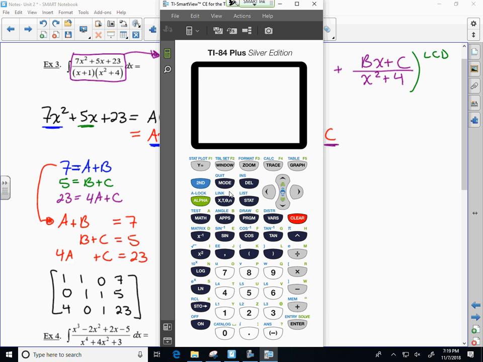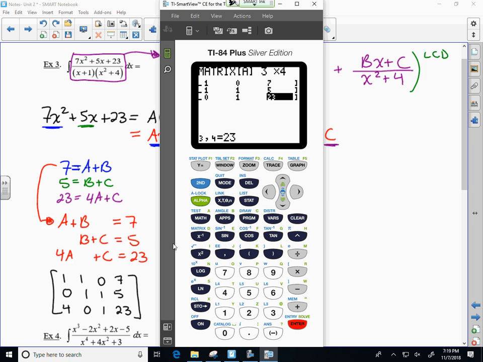So, just a refresher to get into the matrix. I hit second inverse key. I go to edit. Three by 4 is what I have from last class, and it's what I need now, so that's good. 1, 1, 0. Oh, we didn't do this problem already, did we? Oh no. Good. 1, 1, 0, 7. 0, 1, 1, 5, 4, 0, 1, 23.